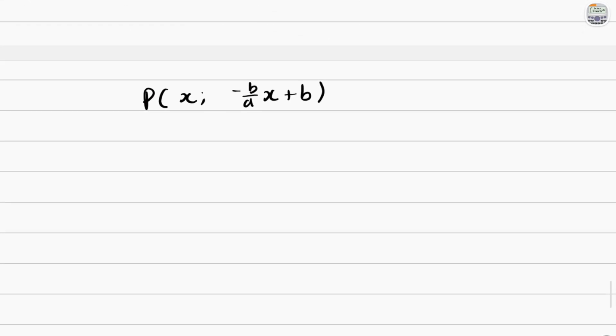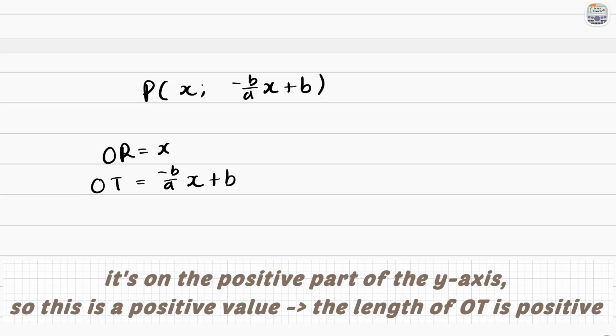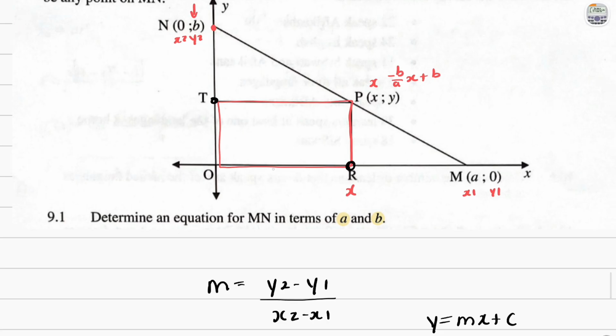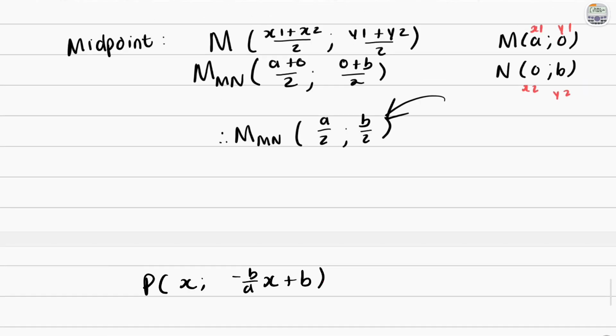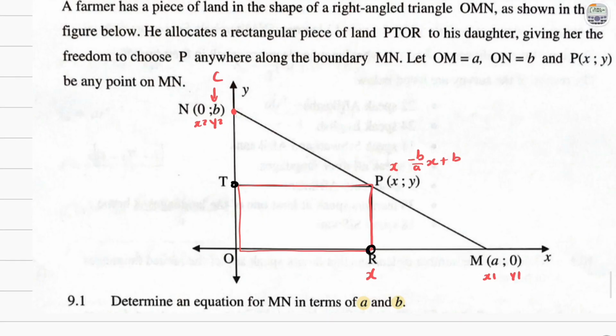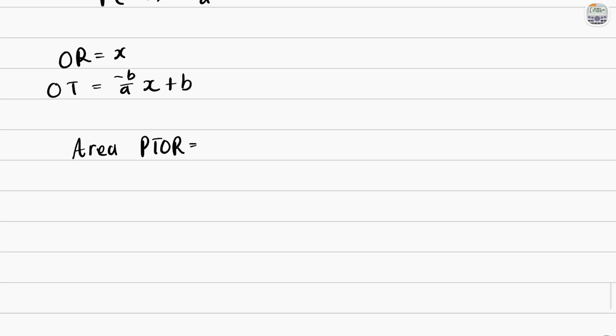So let's just put down our OR and OT. OR is x, OT is negative b over a x plus b. Now naturally, to find the area of a shape, you say the length times the width, or the breadth. So we're going to do that. The area of this shape, it was PTOR, right? So we'll say area of PTOR is equal to OR multiplied by OT. So this is equal to x multiplied by negative b over a x plus b.